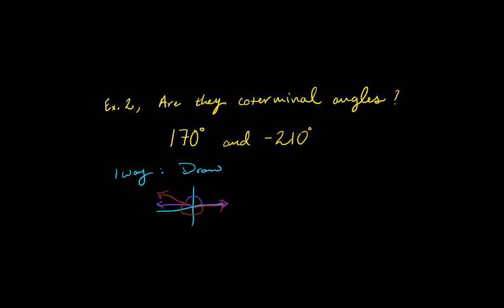What's another way that we could check to see if they end at the same spot? Well, we could take negative 210, and mathematically, the second way of seeing this is just add 360 to negative 210. And I think we would come up with 150 degrees, which is not 170 degrees, so they're not coterminal angles. No.